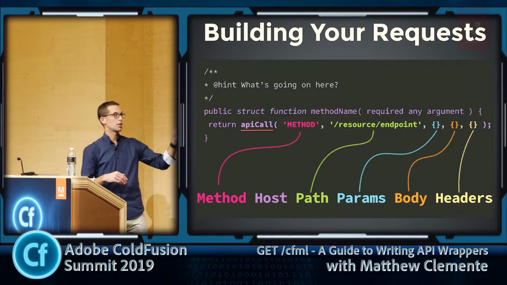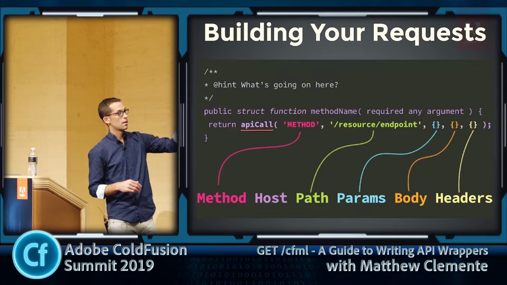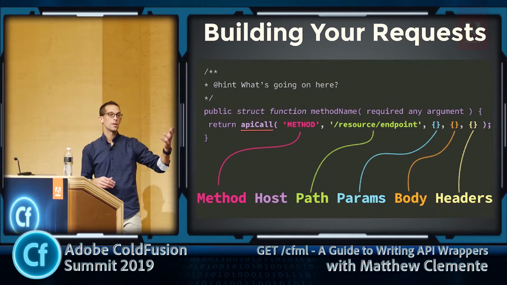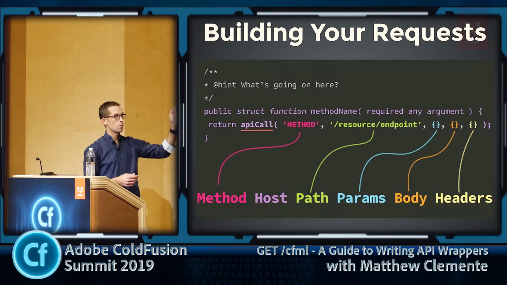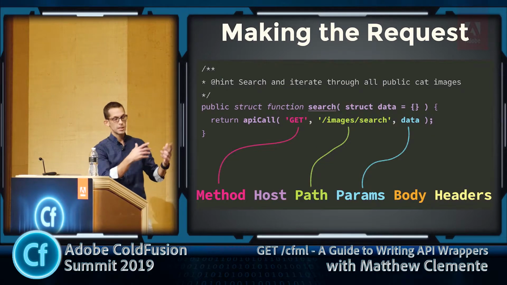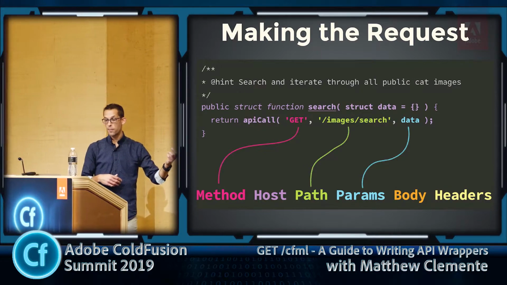What I like about this structure too is that this method, path, params, body, header structure is very similar to the way that public API documentation is laid out. That's usually how you'll see the docs, what method is going to what endpoint and what arguments can go into it. Now this might seem a little bit abstract, so we'll look at a real method from the Cat API.